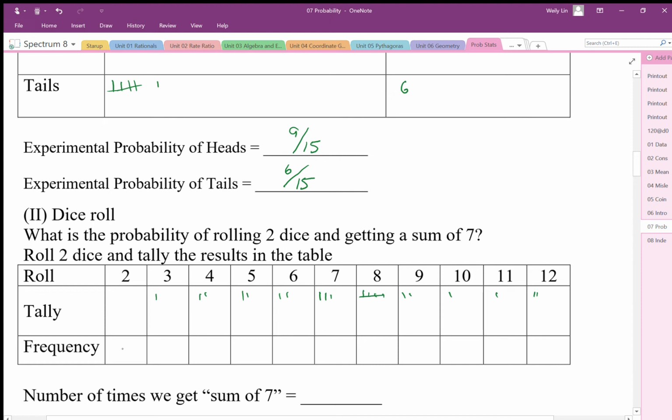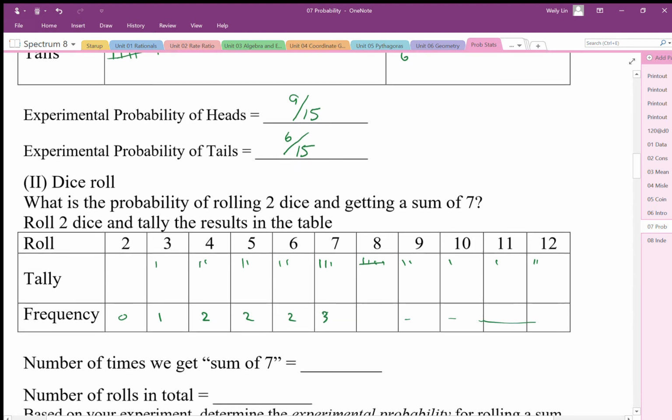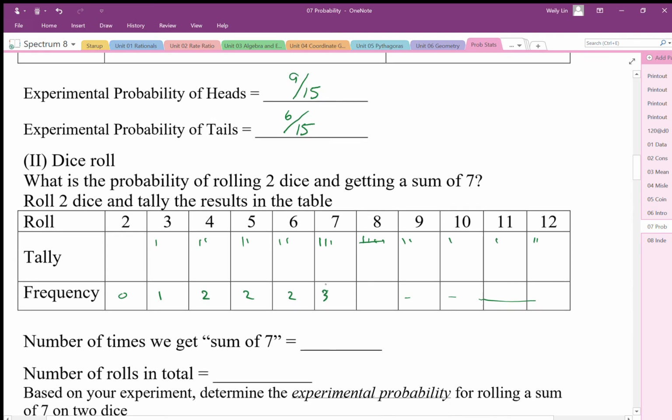I want you to write your frequencies down. Count it up, write your frequencies down here. And I want you to work out the number of times we're going to actually focus on getting a sum of 7. It could be 6 and 1, 4 and 3, 3 and 4, etc. So we want to get the number of 7s, and add up this whole line of frequencies, and this will give us a total number of rolls that you did.